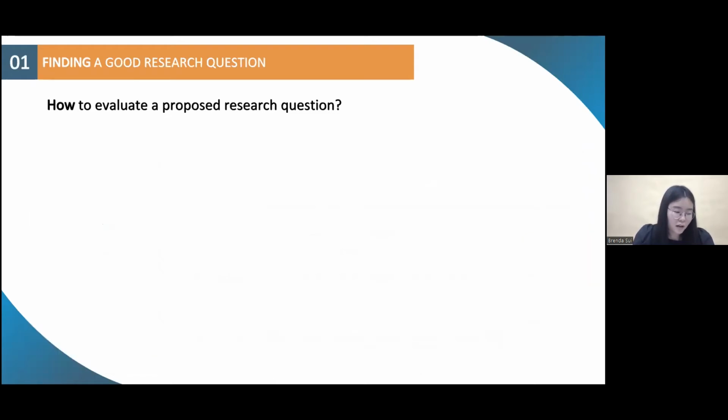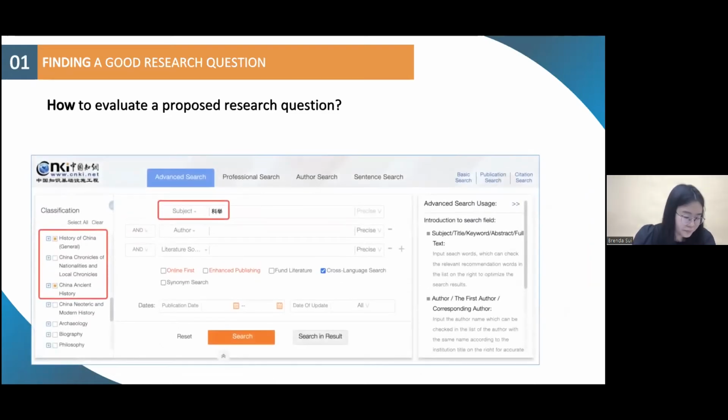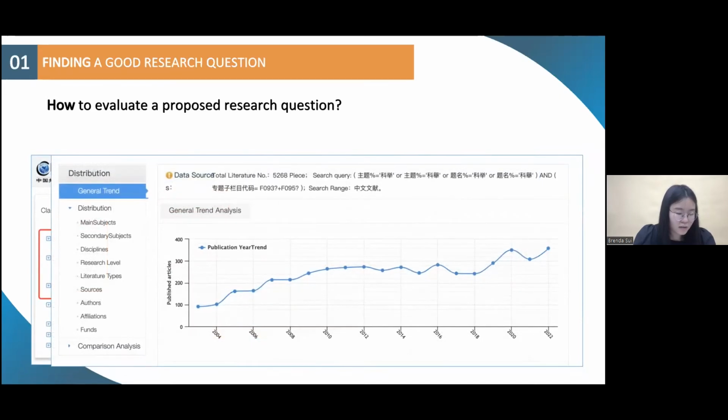Well, let's take a look at another example. Here, the keyword I input is 科举. And when I see its general trend, sure, it is on the rise. But for me, 科举 maybe it's too general, so too general to be a research question.